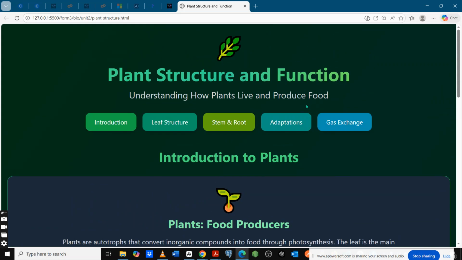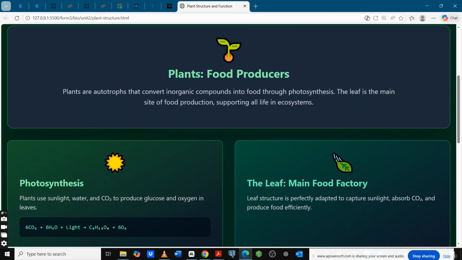Plant structure and functions. Here we're trying to understand how plants live and produce food. So, introduction to plants. Plants are food producers. That's very clear. And plants are autotrophs. They convert inorganic compounds into food through photosynthesis. So the leaf is the main site of food production, supporting all life. Photosynthesis takes place in a leaf. A leaf functions by producing food.